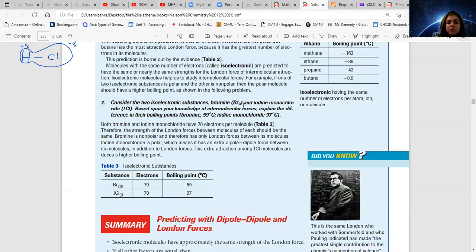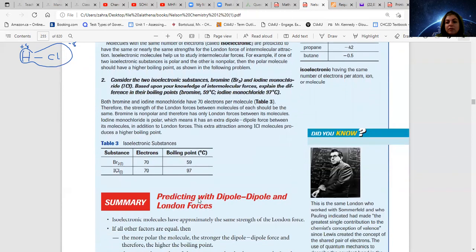The next one, Br2 and ICl. Br2 is non-polar, ICl is polar. Both of them have the same number of electrons. How do I know? Just look at the table, it will give you the number of electrons and protons for them. Count it down, 70, ICl is also 70. But ICl is polar, that's why the dipole force is there, right? So that's why it has a higher boiling point. The attraction between the molecules is bigger, which means you cannot easily take them apart, right? So you need to give them more energy. You need to boil them, you need more temperature to break them apart. That's why the boiling point is much higher.